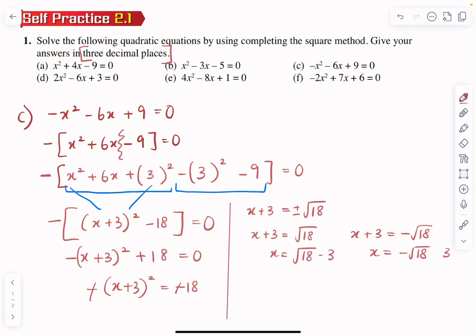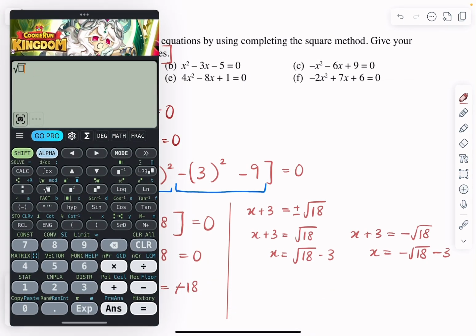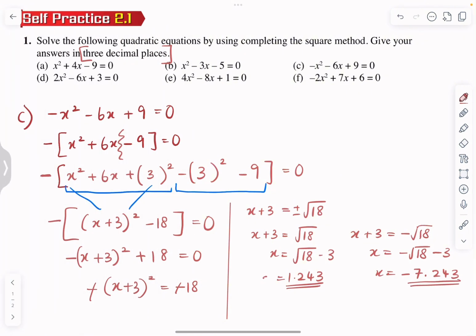Okay, this one you just put in your calculator. Surd 18 minus 3. 1.243. This is 3 decimal places. The other one would be negative 7.243. Done. That's it. So these are our two answers lah. Okay. Next question.